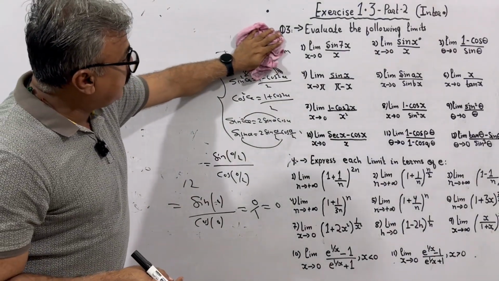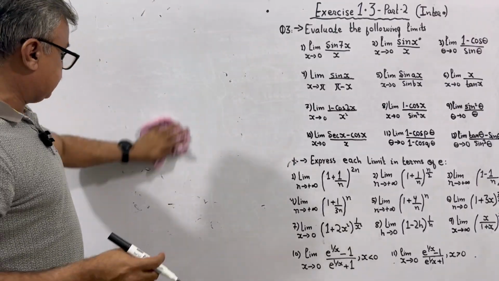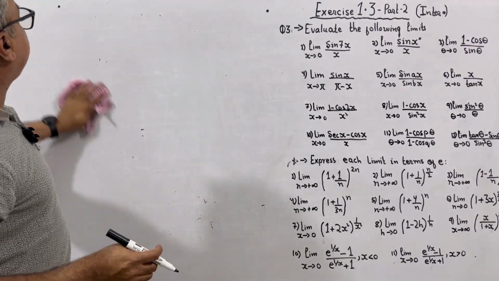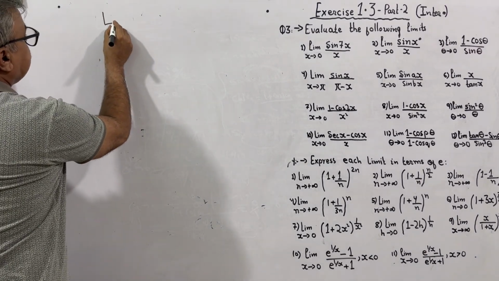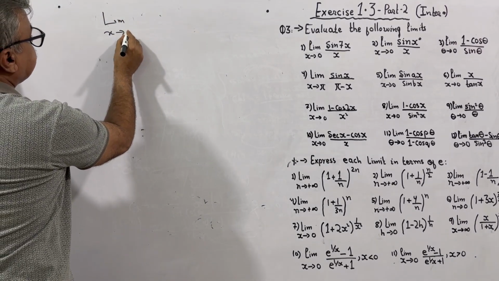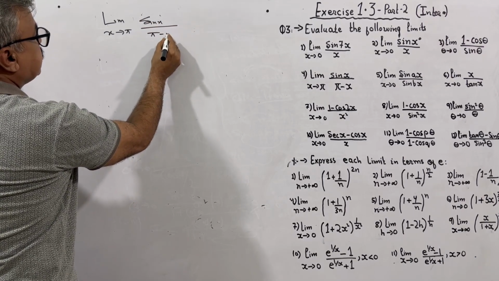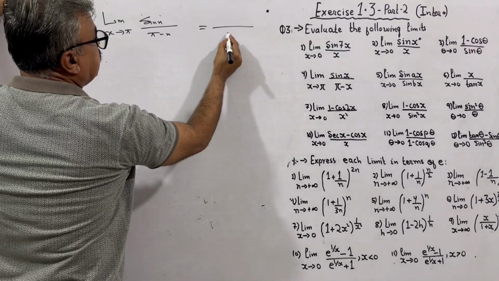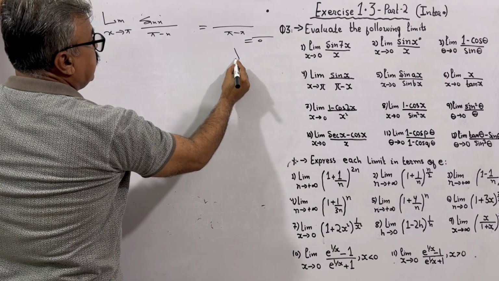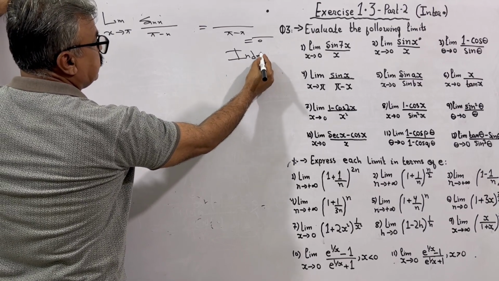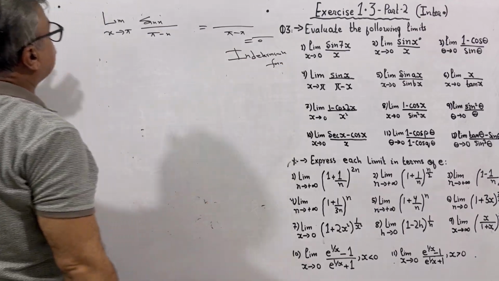Limit x tends to pi, sin x over pi minus x. If we put the direct limit, pi minus pi, the denominator is 0, so we don't want 0 in the denominator. Let's see how. Check the denominator by putting the limit as it is, a real number, pi minus pi. 0 in the denominator is an indeterminate form. Get rid of this 0 if possible.